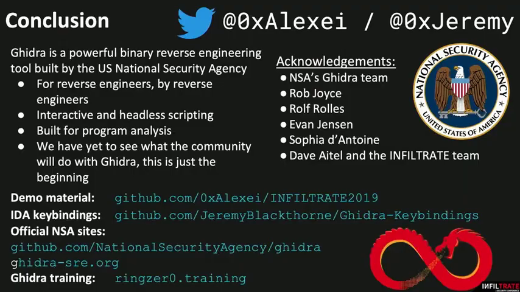We're going to go to the conclusion, and I want to say Ghidra is a really awesome tool. We've included links to our demo material. Hope you'll check that out, and do look out for that P-code blog post next week. Some big thank yous to NSA's Ghidra team. As we said, Jeremy and I are here as private civilians, big fans of the tool. We've never contributed code to Ghidra, so all the credit goes to the team that built this. Also to Rob Joyce for facilitating the release at RSA this year. We want to thank Rolf Rolles, Evan Jensen, and Sophia D'Antoine for their insights, particularly into Ghidra scripting and into program analysis and SSA form and things like that. They've been invaluable helping us understand those concepts. And a big thank you to Dave Aitel and the whole Infiltrate team for hosting us.